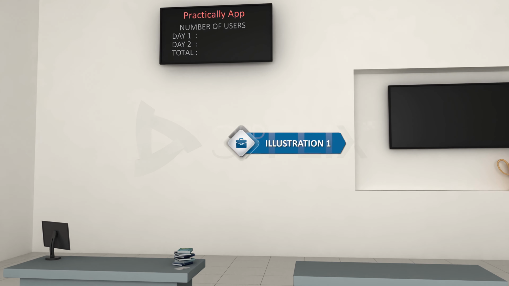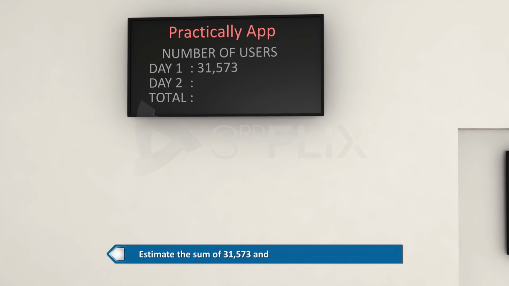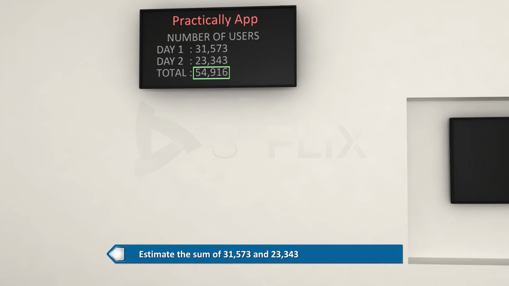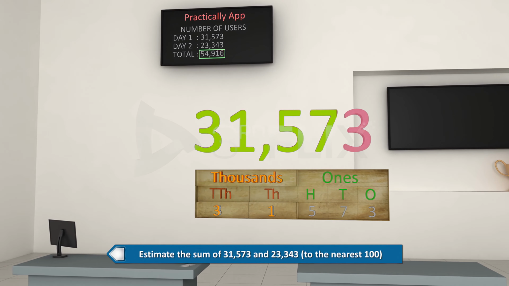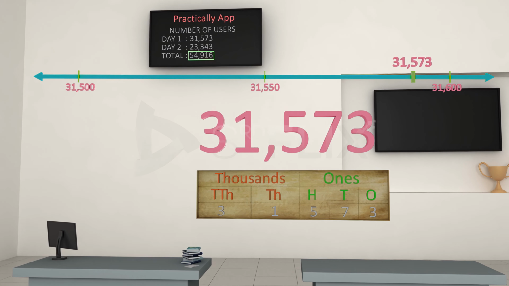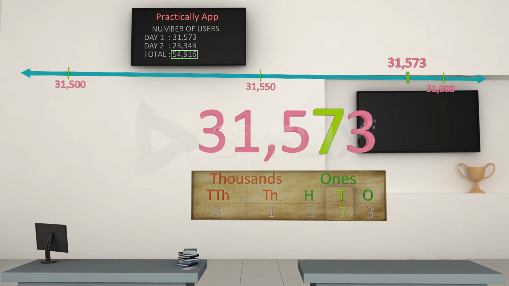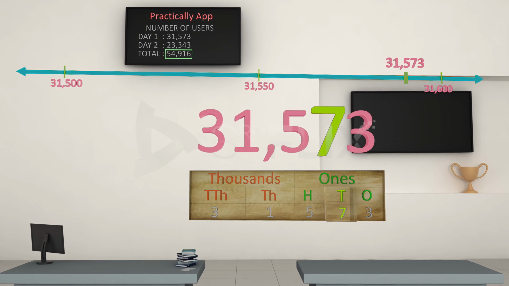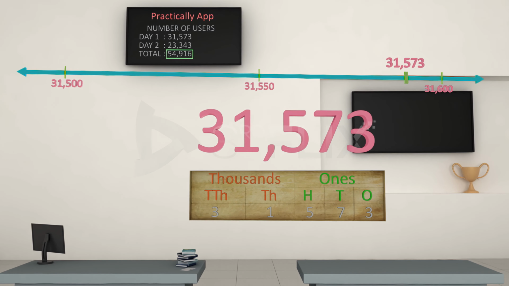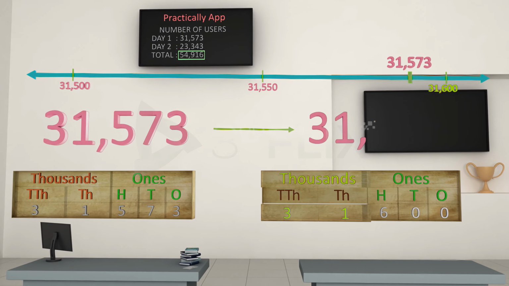Illustration 1. Estimate the sum of 31,573 and 23,343 to the nearest 100. For 31,573, we are rounding this number to its nearest 100. That means we look at the tens place digit. The tens place digit is 7, which is more than 5, so it is rounded to the next 100. 31,573 is rounded to 31,600.